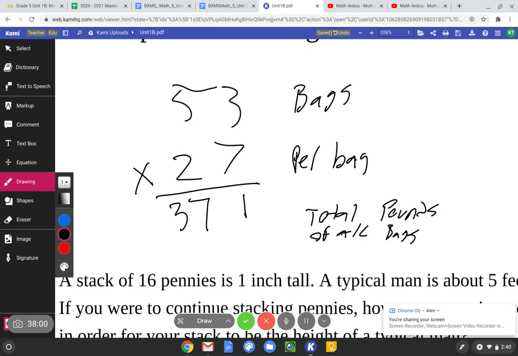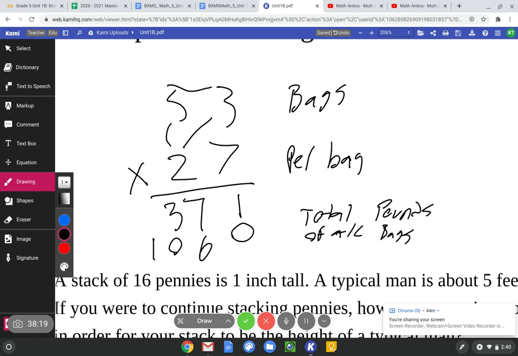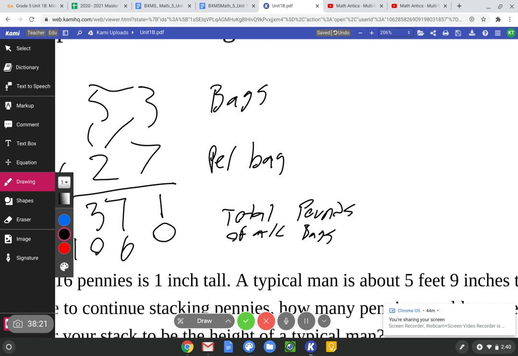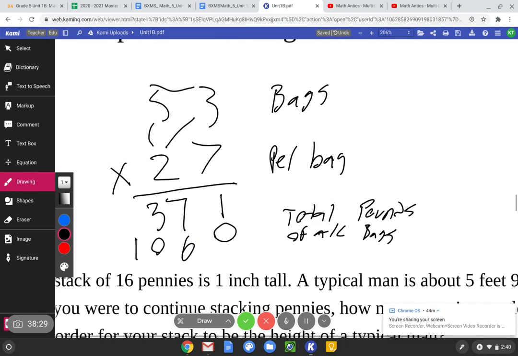Okay, now we're moving on to the tens place. And remember, I'm going to put the 0 here as a placeholder. 2 times 3, that's 6. And there's nothing to put in the added. 2 times 5, that's 10. So now I have 371 plus 1,060. So we're going to add those 2 up.